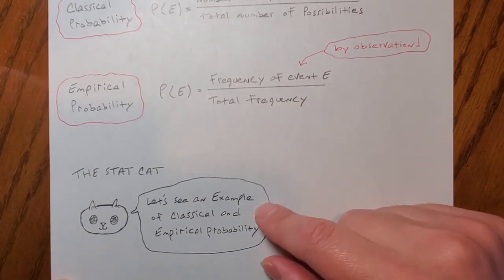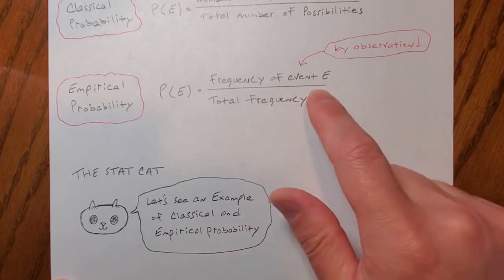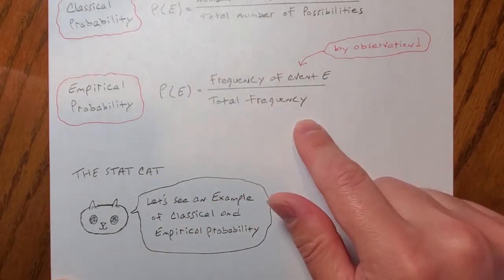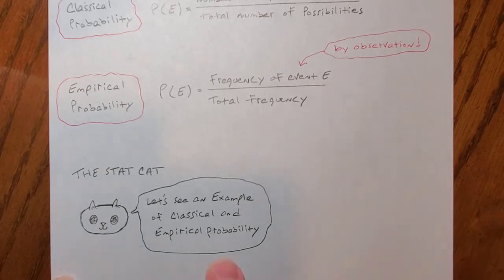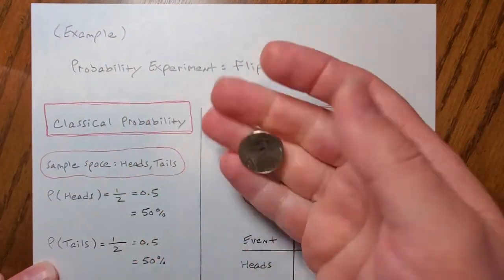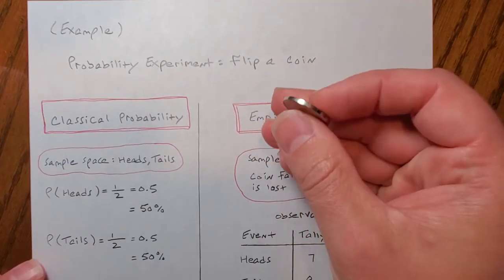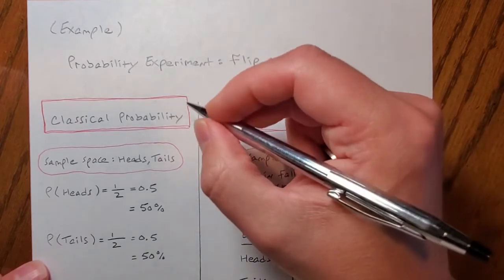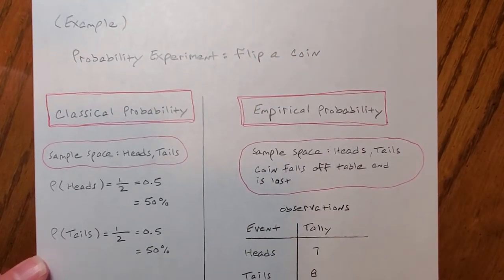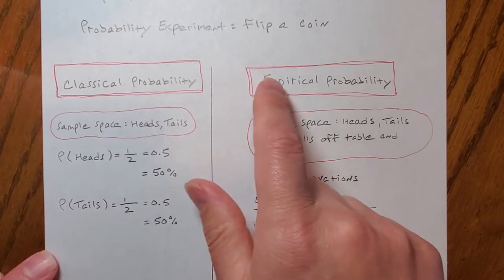But I think the stat cat is right that we really need to see an example to compare and contrast classical and empirical probability. That way I can show you this definition a little bit better. So here's what I have to show you as an example. This time our probability experiment will be to flip a coin. I had a coin here, and I actually did this earlier today. I flipped the coin, I got a blank piece of paper, and I tallied the results.